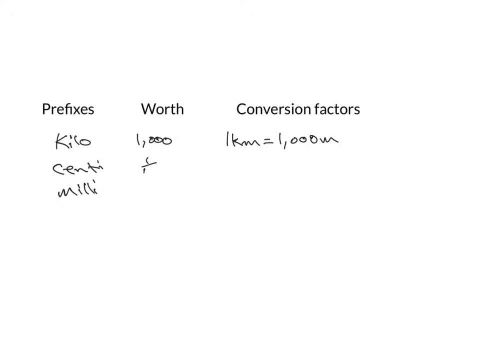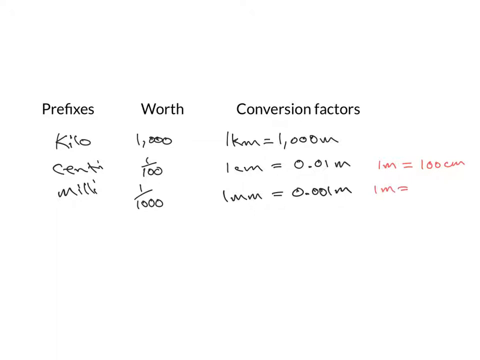The word centi means 1/100th. So the conversion factor for this is 1 centimeter is 1/100th of a meter. And lastly, the millimeter is 1/1000th. So if you have 1 millimeter, that really means you have 1/1000th of a meter. Now, sometimes it's easier for students to consider these conversion factors as whole numbers, and that makes sense to me as well. So 1 meter is really 100 centimeters, or 1 meter is 1,000 millimeters.